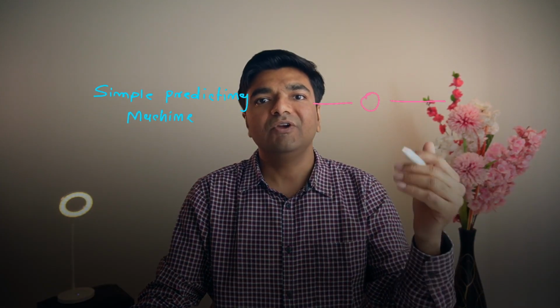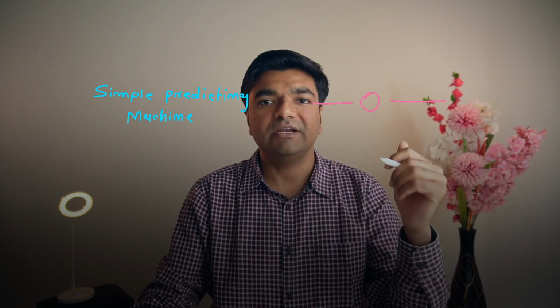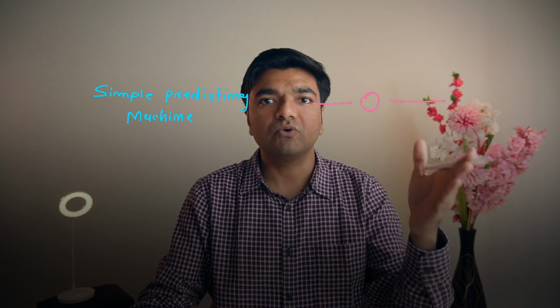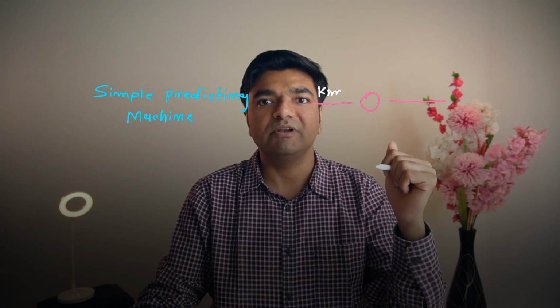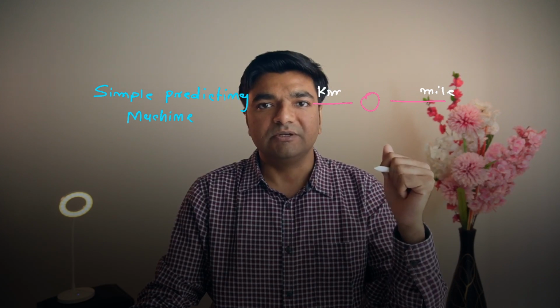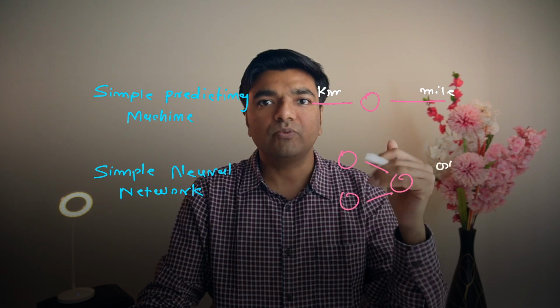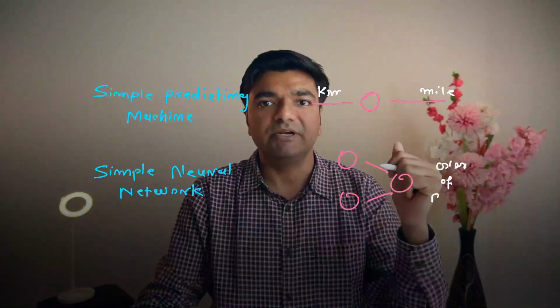In the beginning, we discussed a simple predicting machine, which was taking one input and giving one output, and it learned to convert kilometers into miles from the available data. Then we talked about a simple neural network, which was taking two inputs and giving one output, and it learned to predict color value from the available data.